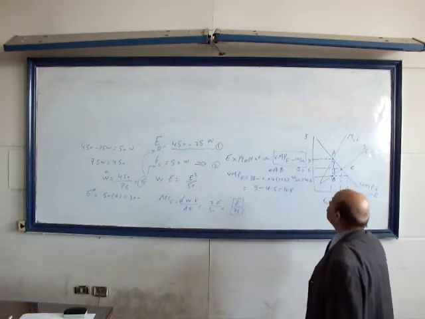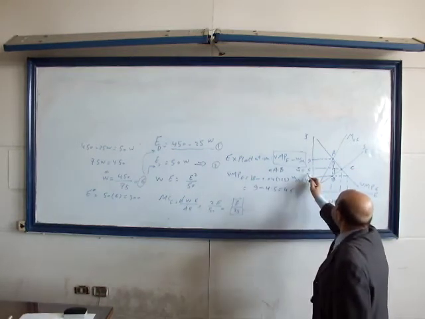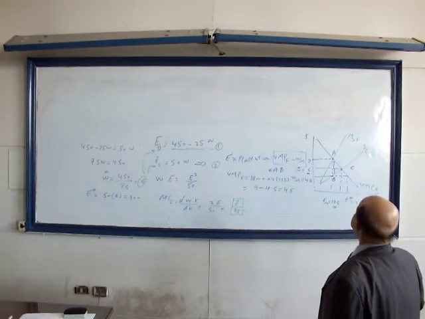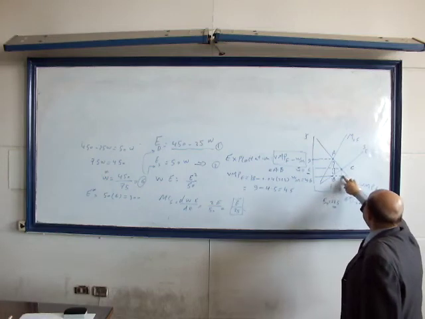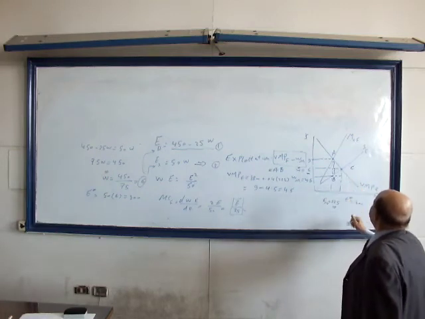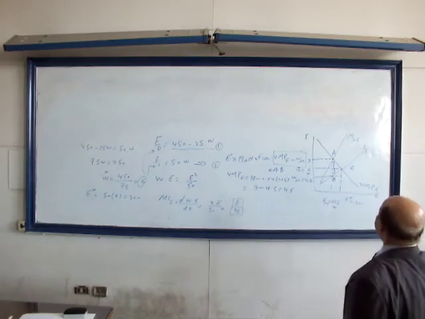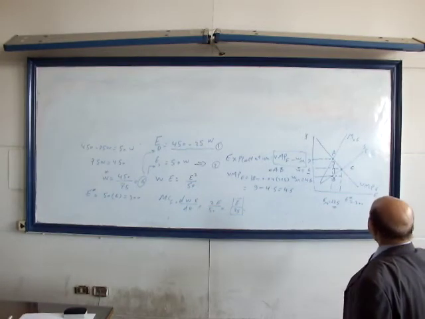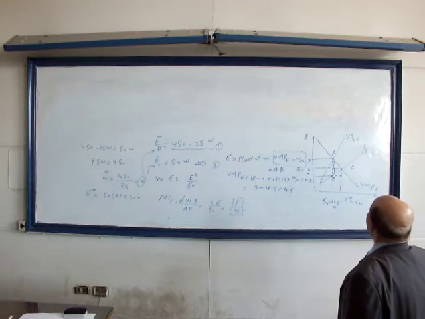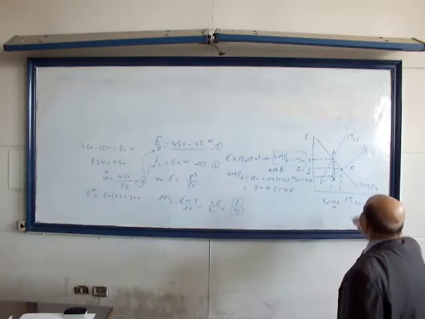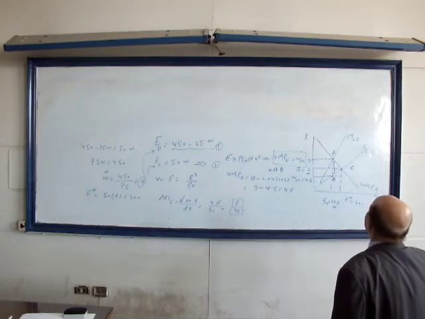So the best minimum wage should be set at 6. Why is this best? Because this is maximum employment. E star is the maximum employment. This is reason number 1. Reason number 2, no unemployment. Demand equals supply, of course.